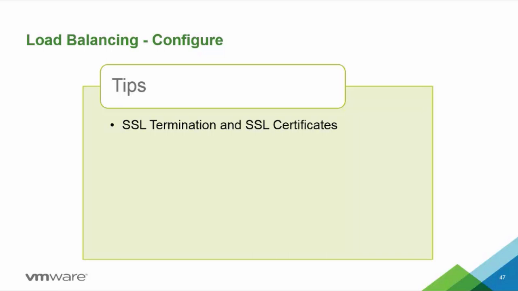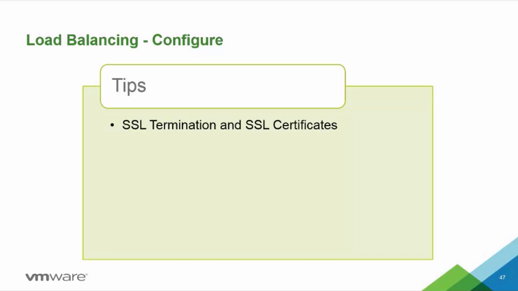So in our example, we would have clients connecting to our load balancer and then the load balancer to our cells. If we had SSL termination enabled, we'd be creating a connection from the client to the load balancer and a separate connection from the load balancer to the cell.